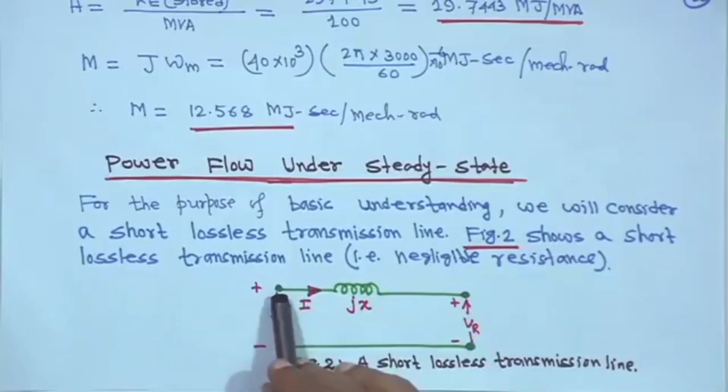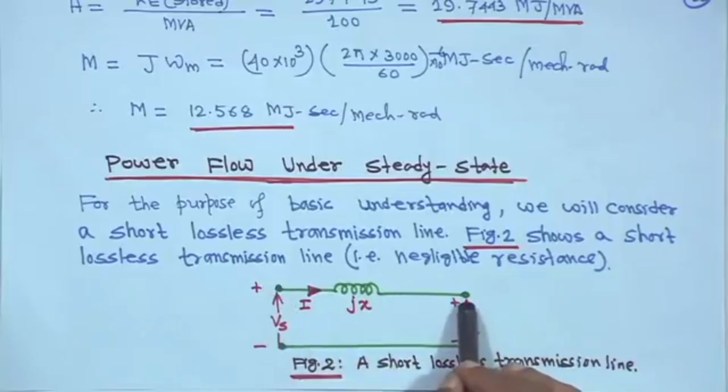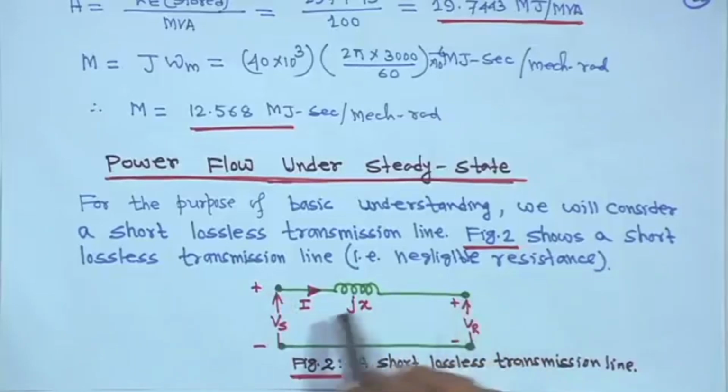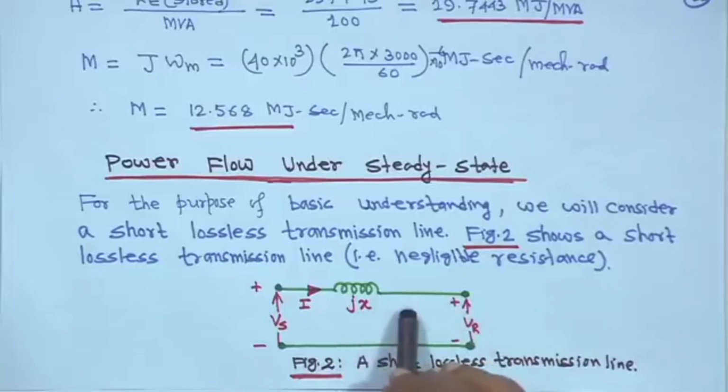That means the sending end real power and the receiving end real power, Ps and Pr, will be the same, because resistance is not there.